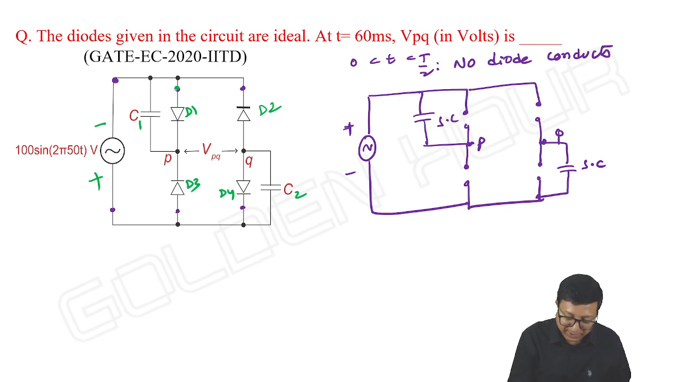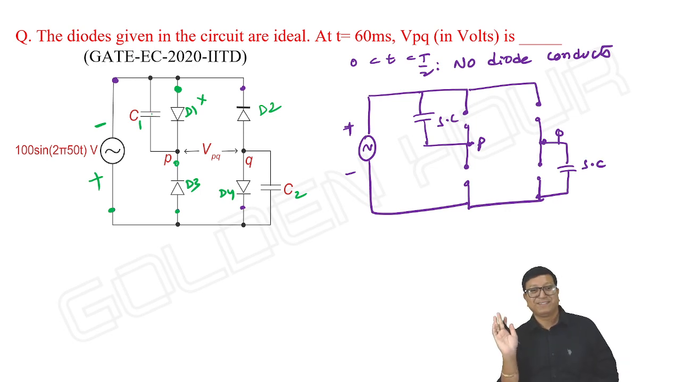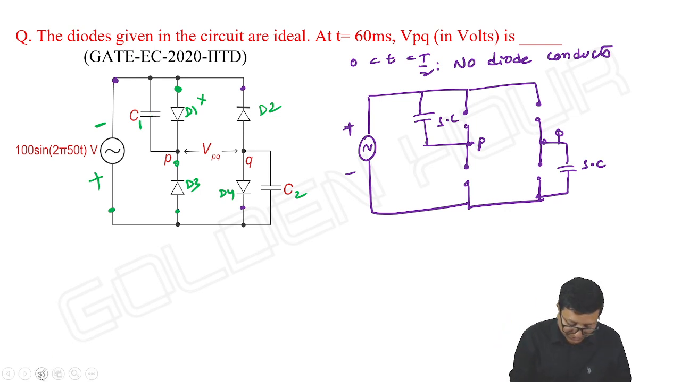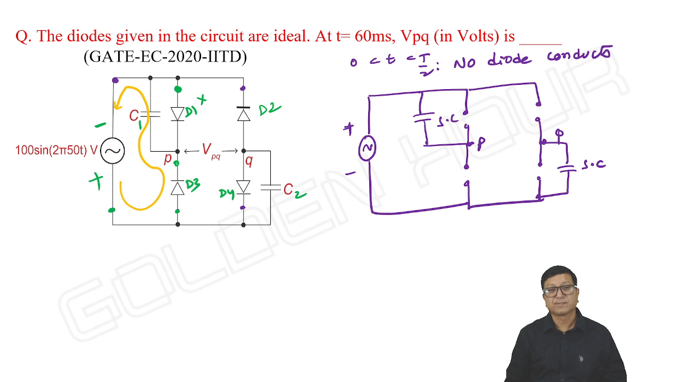Here, D1 cannot conduct because its anode is connected to the negative terminal, D1 is off. Okay, what about D3? Its anode is connected to the positive terminal and its cathode is connected to the negative terminal through C1. Now there is a scope for current to flow in this way. Even though D1 is off, through D3 and C1 current can flow. Done. Good. Next case.